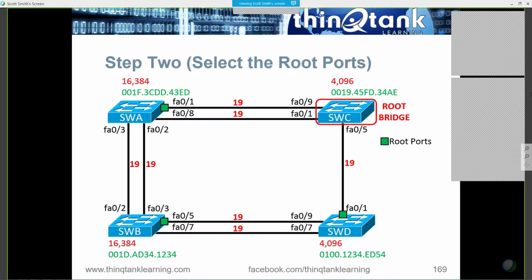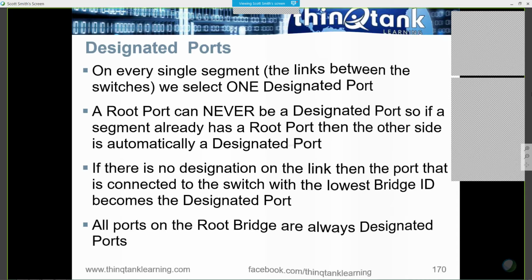What about between switch B and switch D? We already know port 9 is going to be a designated port because the other side is a root. But what about the bottom link between switch B and D? Which side is going to be designated? The bottom link between switch B and D, which side is designated? Port 7. Switch D. The bridge ID of switch D is lower than the bridge ID of switch B. Follow me? Let's look at it in a pretty picture so that you guys can see everything converged.